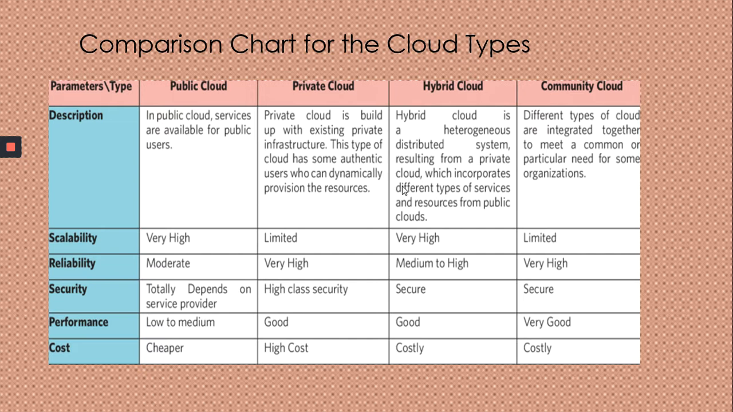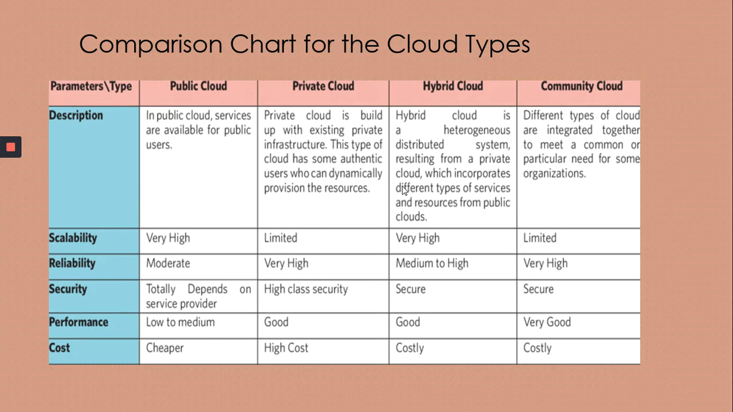Reliability is very high in private cloud and community cloud, whereas public cloud is at a moderate level in reliability, and hybrid cloud is medium to high, which is comparatively good. Among all these four, public cloud is the one with the least reliability.